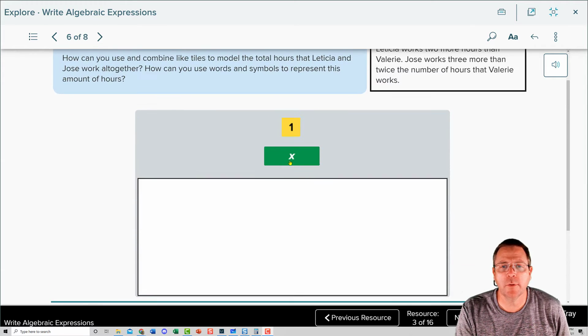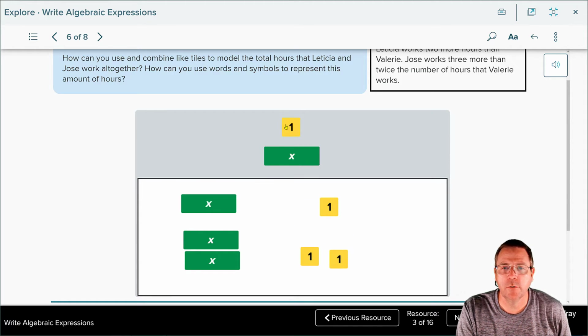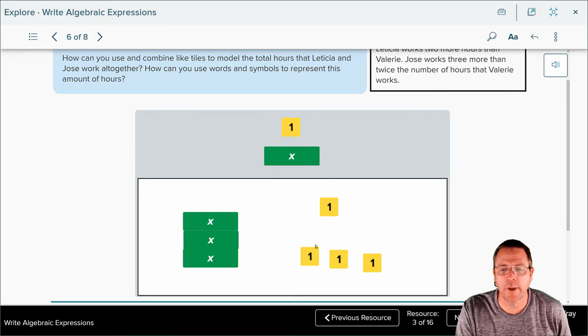And I'm going to do these a little bit different this time. I've got Letitia was Valerie plus 1. Jose was twice Valerie plus, what was that, 3? 1, 2, 3. So how are we going to work these together? Well, how many x's do we have? We have 3 x's and 1, 2, 3, 4.